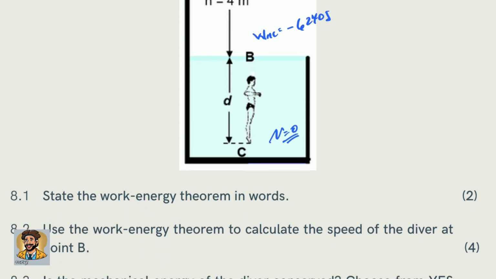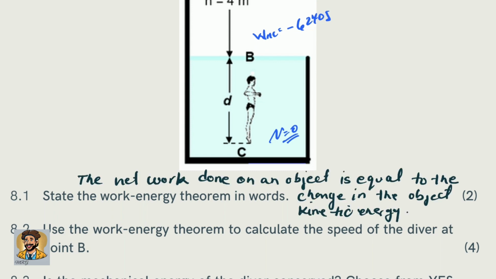Question 8.1: state the work energy theorem in words. And here, the net work done on an object is equal to the change in the object's kinetic energy. It's two marks. This definition is in the summary of this specific material at the beginning of it. In simple terms, the work energy theorem says that the net work is equal to the change in kinetic energy.